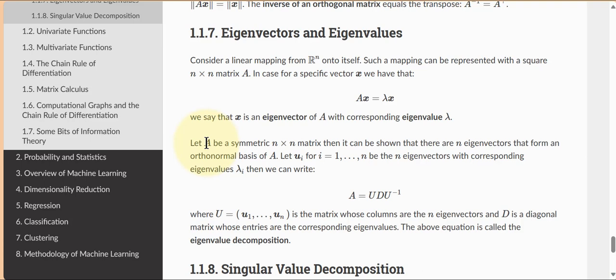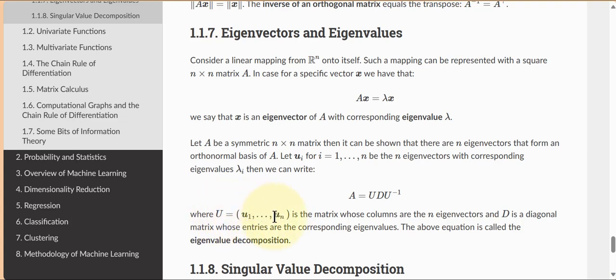This is only talking about when A is symmetric. But we already reviewed the ideas of eigenvectors and eigenvalues. And we say that when A is symmetric, we can show that there are n eigenvectors that form an orthonormal basis of A. And then we can take those n eigenvectors and line them up like this. We have to make sure that they're unit size, unit length, but we can just scale them to do that.